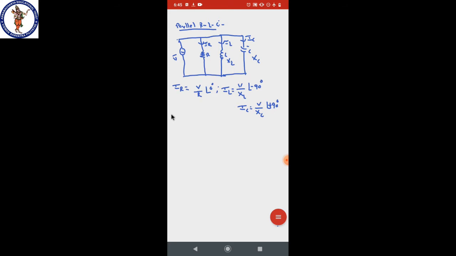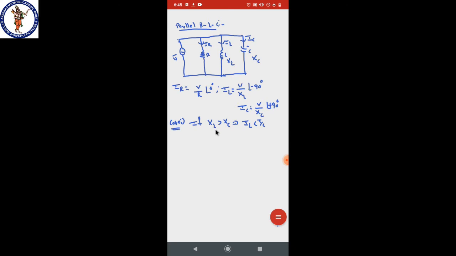We will go for three cases here because the inductor and capacitor are connected. I will go for case 1. If XL is greater than XC, that means the inductive reactance is greater than the capacitive reactance. Now IC current is greater than IL current. Capacitive current is more than inductive current.